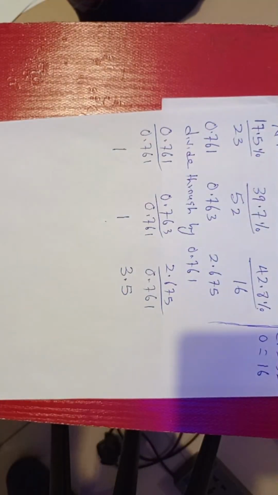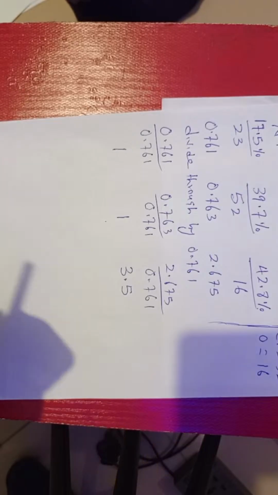Okay. 3.5 is great. 3.52 is also good, but I need the answer to one decimal place. 3.5 is great. All right, so that is the answer to one decimal place.